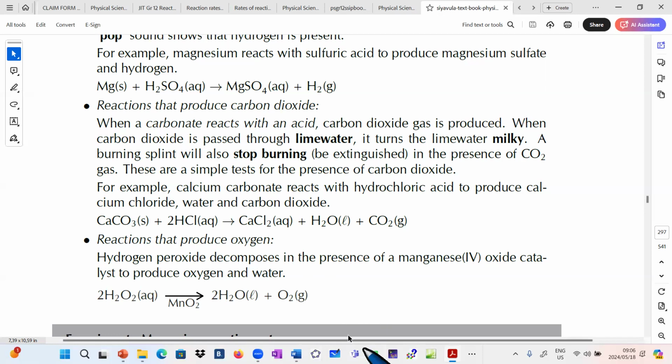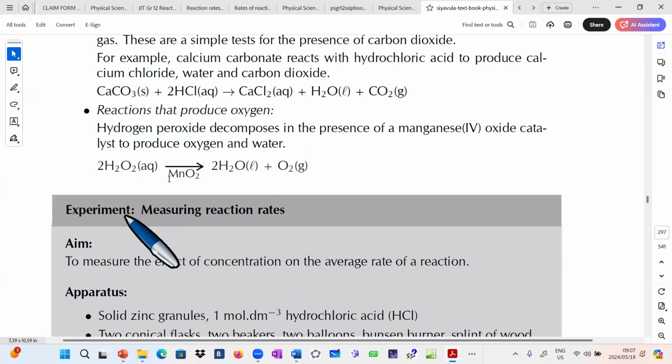Once again, we are looking at reactions that produce oxygen. If we want oxygen, how do we produce it? We take hydrogen peroxide, H2O2, which decomposes in the presence of a manganese oxide catalyst to produce water and oxygen gas. The hydrogen peroxide breaks down in the presence of this manganese oxide catalyst. So this is an example of a reaction that produces oxygen from hydrogen peroxide in the presence of the catalyst called manganese oxide.